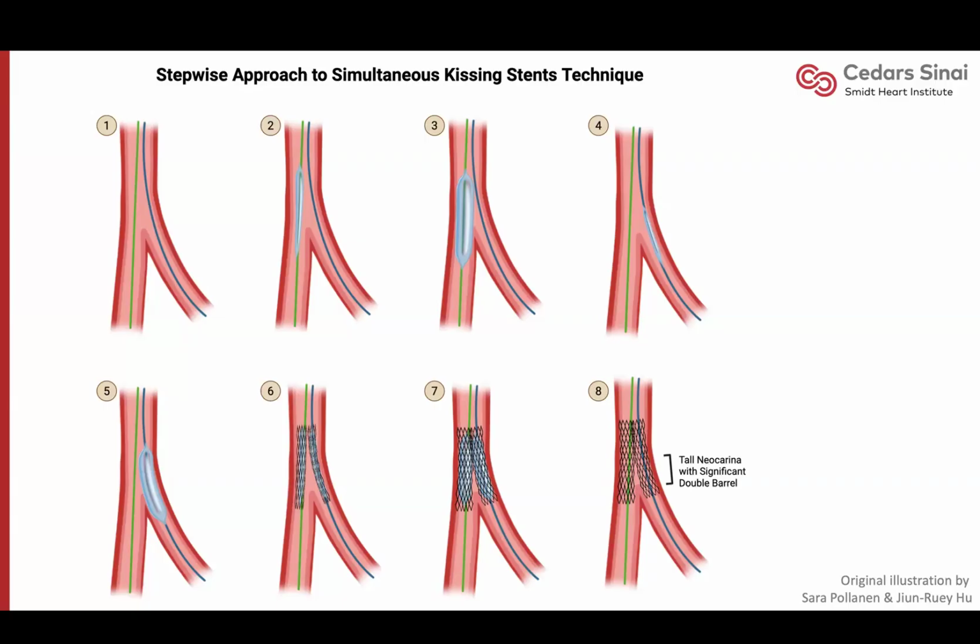Simultaneous kissing stents should only be used in an emergency or for bailout when there are no other two stent techniques that can be performed in time. Simultaneous kissing stent should not be confused with simultaneous kissing balloon inflation, which is part of almost every technique we've talked about.